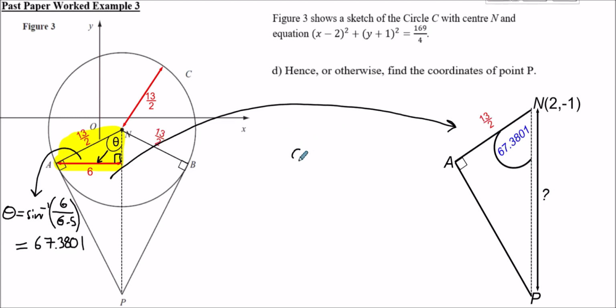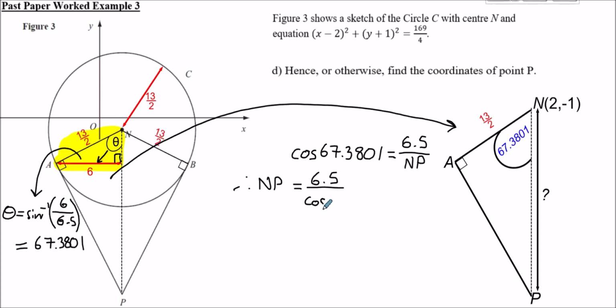And so we can write down that cos of the angle, so cos of 67.3801 equals the adjacent side, which is 13/2. I'm going to call that 6.5 just to make the writing a bit neater, over the hypotenuse, which is NP. So we can rearrange this and say that NP, therefore, must be 6.5 divided by cos of 67.3801. At this point we can return to our calculator.